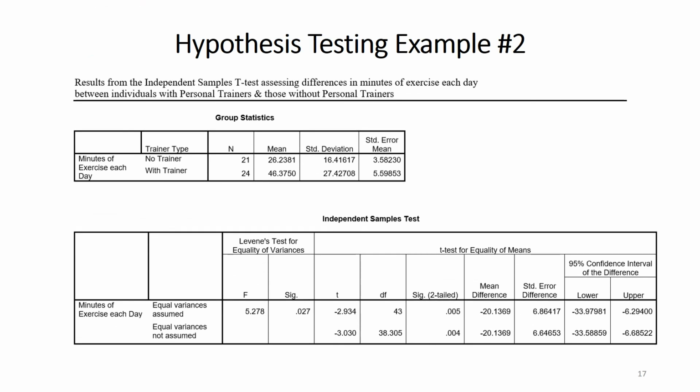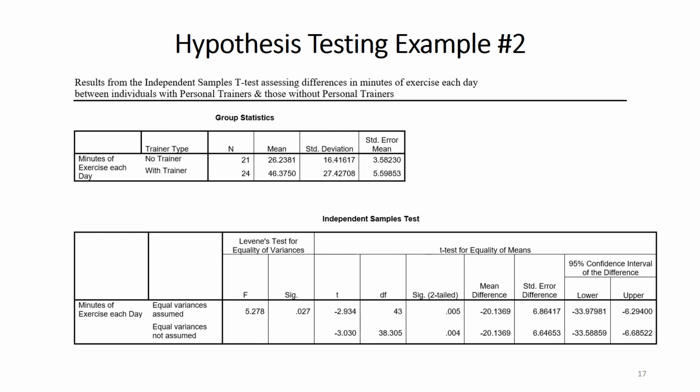All right, so in this example, what we have here is, once again, a t-test. This one says results from the independent samples t-test assessing differences in minutes of exercise each day between individuals with personal trainers versus those without personal trainers. So let's make sure that this fits the requirements of an independent samples t-test. Let's look at our variables.